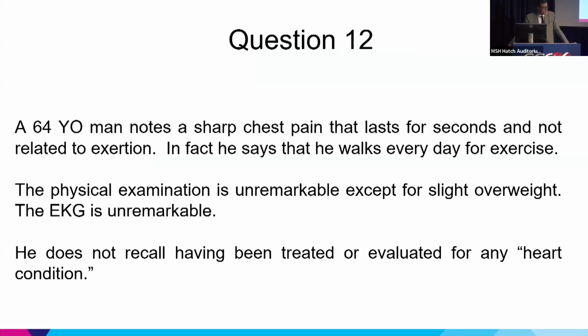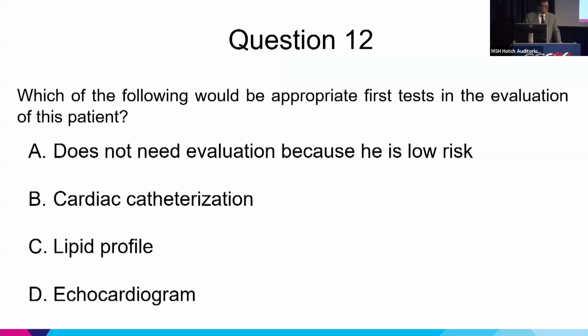And the final question is, a 64-year-old man notes a sharp chest pain that lasts for seconds and is not related to exertion. In fact, he says he walks every day for exercise. Physical exam is unremarkable except for slight overweight. EKG unremarkable. He does not recall having been treated or evaluated for any heart condition. Which of the following would be the appropriate first step in the evaluation of this patient? A, does not need evaluation because patient is low risk. B, cardiac catheterization, C, lipid profile, or D, echocardiogram?